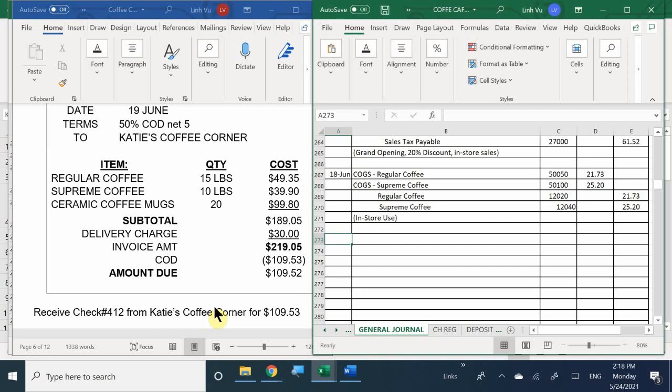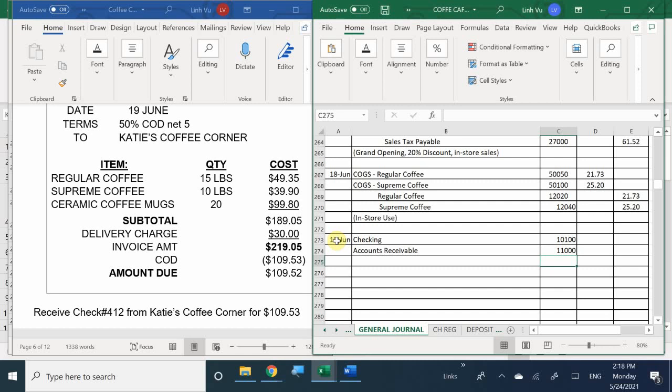So in this case, we do need to use two accounts. One reflects us receiving the money, and the second reflects her owing us money. So we are using both. It's the 19th, so we are going to be doing checking, that's 10,100. Accounts receivable is 11,000. And then we'll do sales, regular coffee.